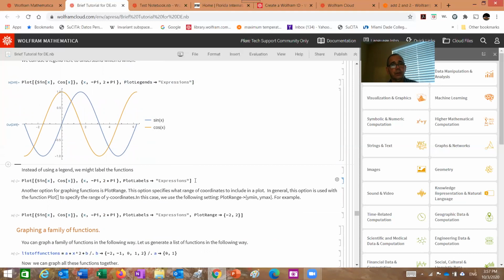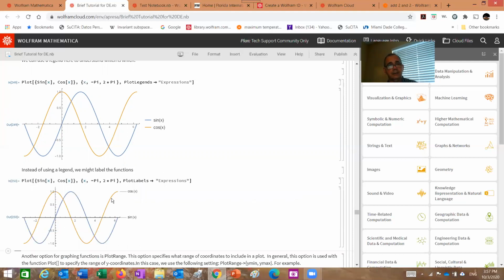Or you can also put the name of the function next to each one of the graphs. Not to use a legend, but to put the name of the function next to each one of the graphs. So when you press Shift Enter here, you get this. The yellow one is the cosine, the blue one is the sine.